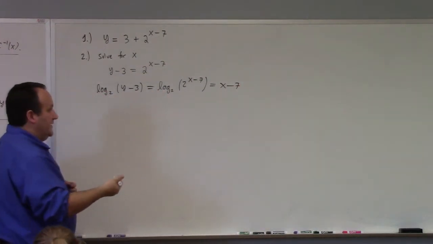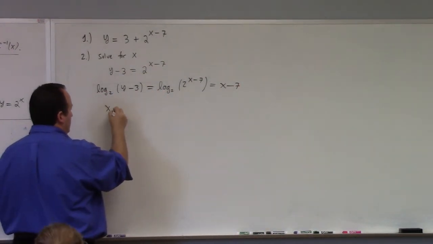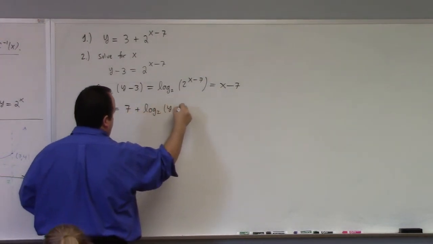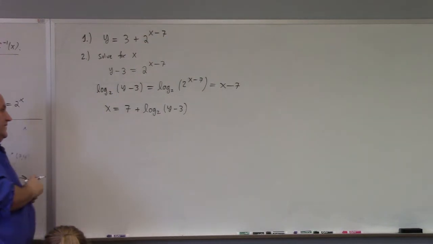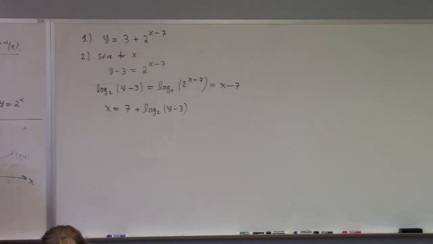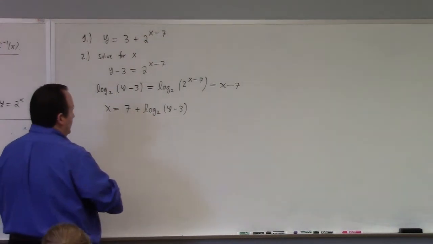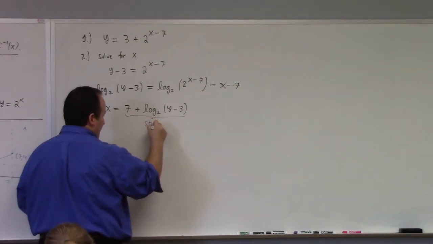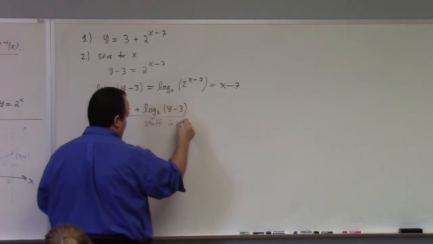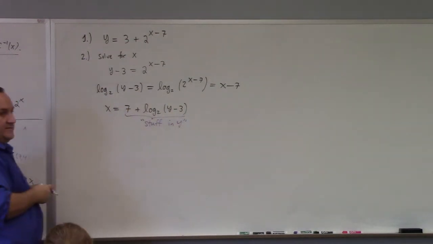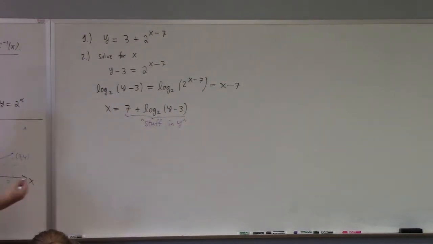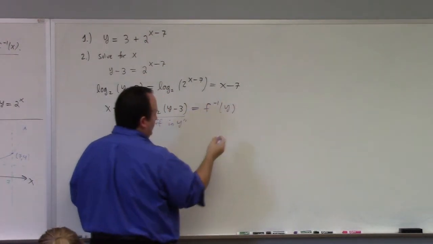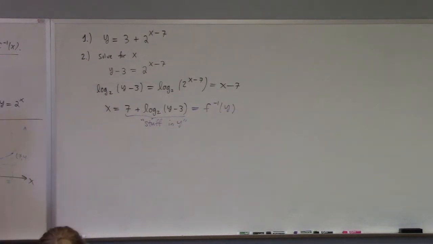Then one more move, and we've isolated x, right? x is equal to 7 plus the log base 2 of y minus 3. So that right there is, as I called it, very intellectually when I introduced this idea, stuff in y. This is the stuff in y I talked about. So that altogether is equal to f inverse of y. Now, we're not after f inverse of y right now. We want f inverse of x.